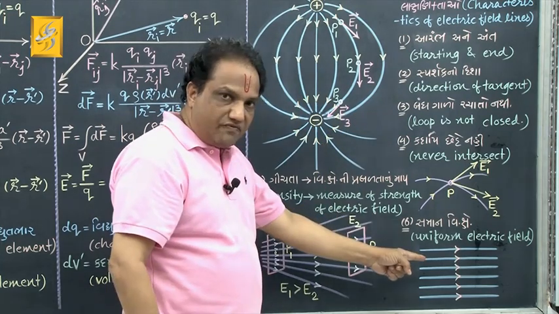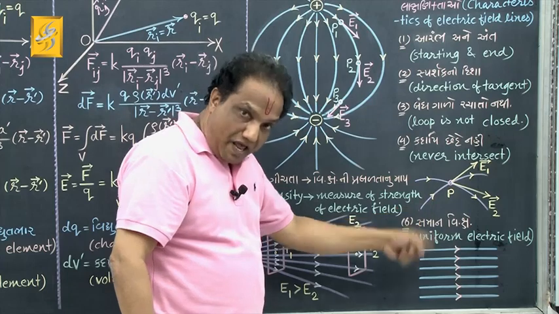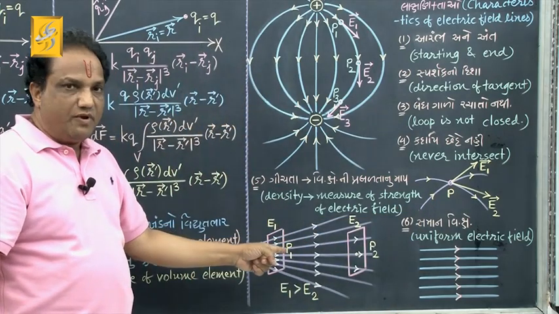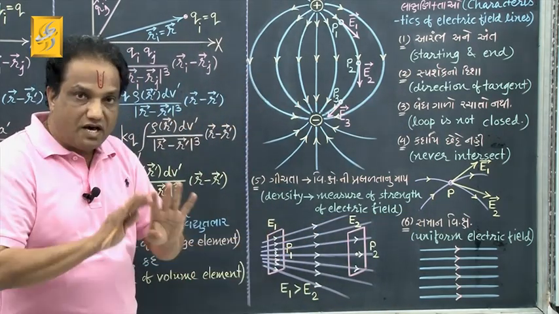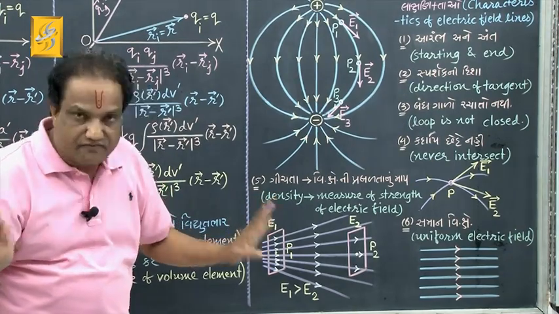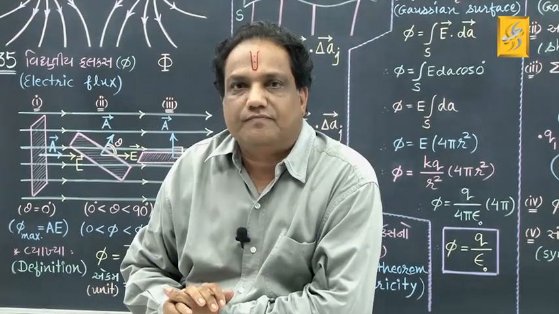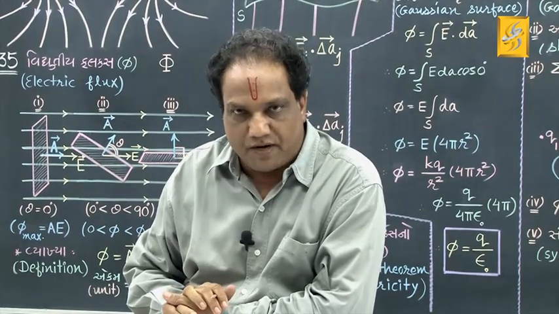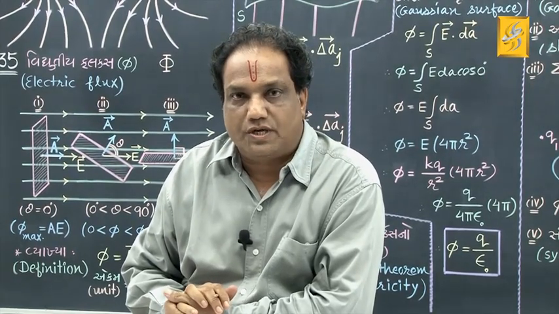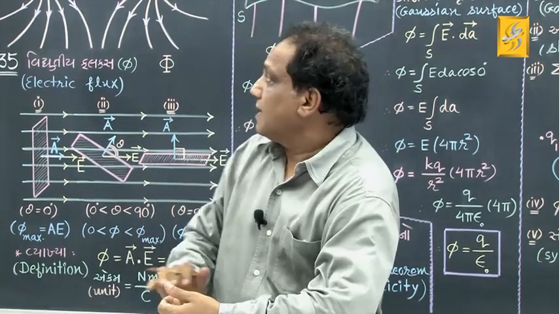For uniform electric field, lines are parallel. For non-uniform electric field, lines are not parallel. Okay? Fine. Come on, my dears, we proceed further in chapter number 1. Let us see now question number 34.